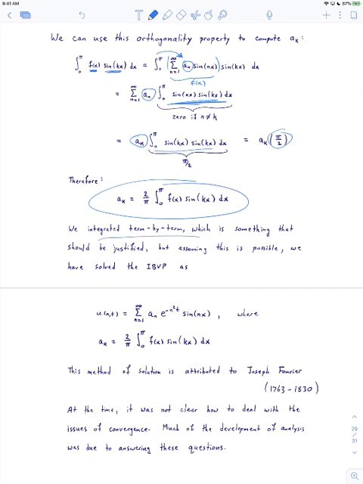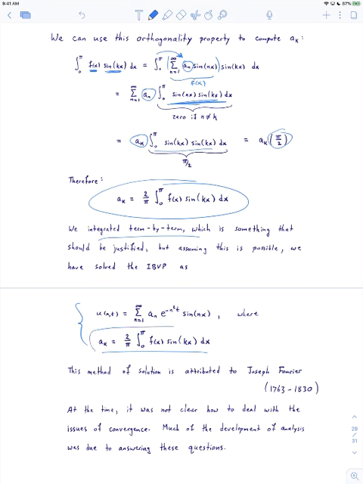Now we integrated term by term, which is something that needs to be justified, but assuming that this is possible, we've solved the initial boundary value problem, and this is our solution. u of x comma t is equal to the sum n equals 1 to infinity of a sub n, where a sub n is given by this formula, times e to the minus n squared t times sine of nx.